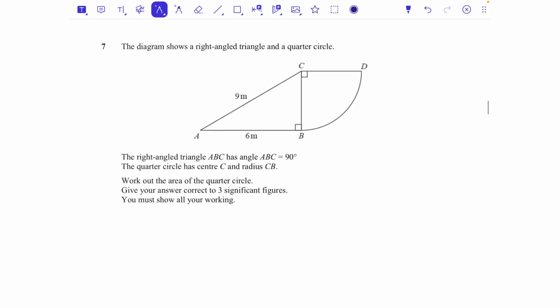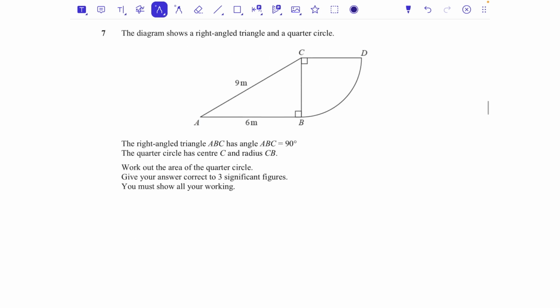Question number 7. The diagram shows a right-angled triangle and a quarter circle. The right-angled triangle ABC has an angle ABC equals 90 degrees. The quarter circle has centre C and radius CB. Work out the area of the quarter circle. Give your answer correct to 3 significant figures. You must show all your working.